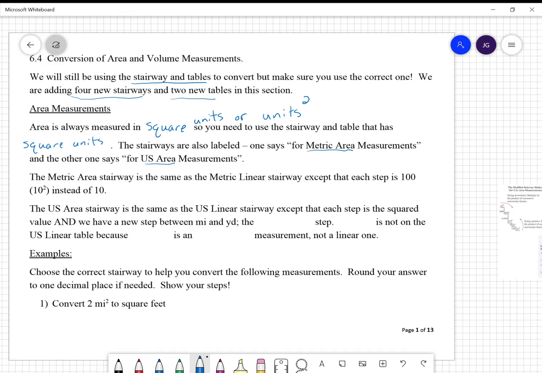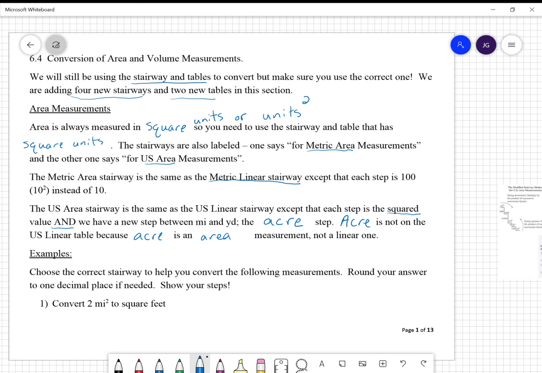The metric area stairway is the same as the metric linear stairway, except each step is a value of 100, which is 10 squared, instead of 10. The US area stairway is the same as the US linear stairway, except that each step is squared, and we have a new step between miles and yards, the acre step. Acre is not on the linear table because acre is an area measurement, not a linear one.